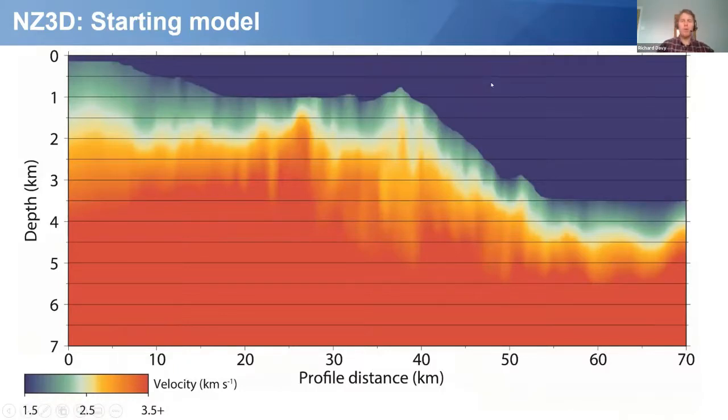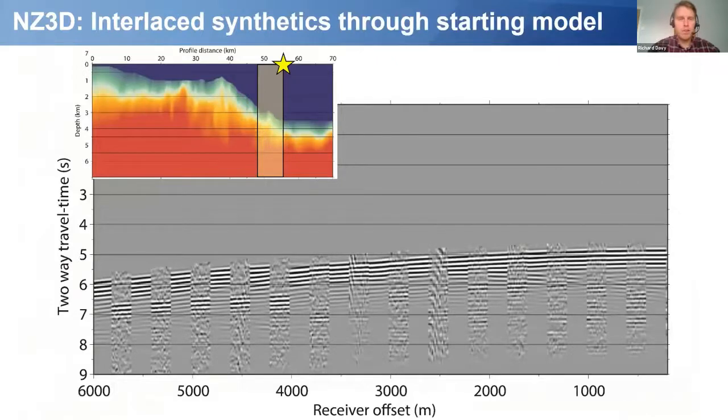Now that we have the model, we can start to check the synthetics through it. To do this, we've interlaced synthetic data, which you can see here as a nice clean trace, every 200 meters with real data. So this is synthetic, real. Where we see a nice consistent wave field between the two, we know that we've got a really accurate starting model in terms of reproducing the wave field. You can see that as we get to longer offsets, the wave field doesn't match quite as well. This is important for our inversion strategy at a later time.